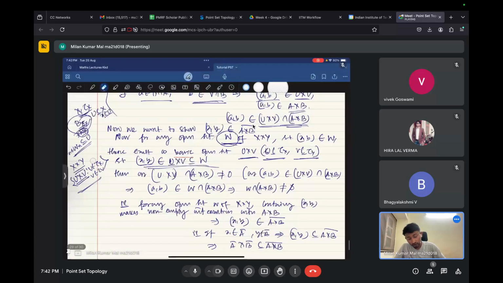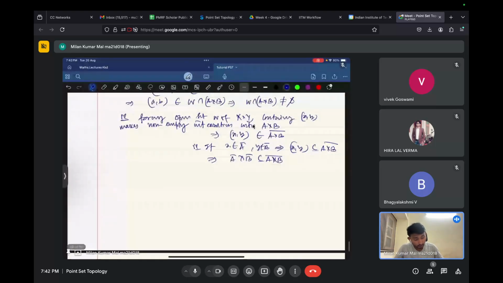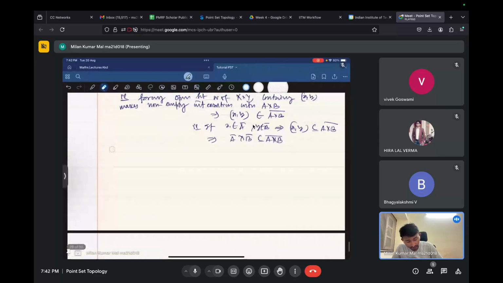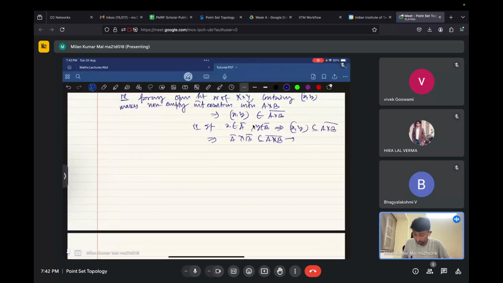Okay. Now I will prove the converse part. What we have proved so far is that closure of A cross closure of B is a subset of closure of A cross B. But now I want to prove the converse, that closure of A cross B is a subset of closure of A cross closure of B. So which option is correct? If I can prove C is correct, then A automatically will hold.